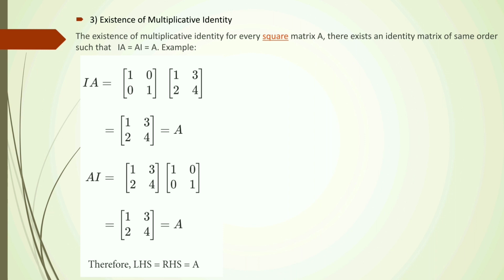Third is existence of multiplicative identity. The existence of multiplicative identity: for every square matrix A, there exists an identity matrix I of the same order such that IA equals AI, which is equal to A. Here the example is I is identity matrix of order 2 by 2 and the elements are 1 0 0 1, and matrix A is 1 3 2 4. Now here you can multiply I with A and A with I, and you get the resultant matrix as A.